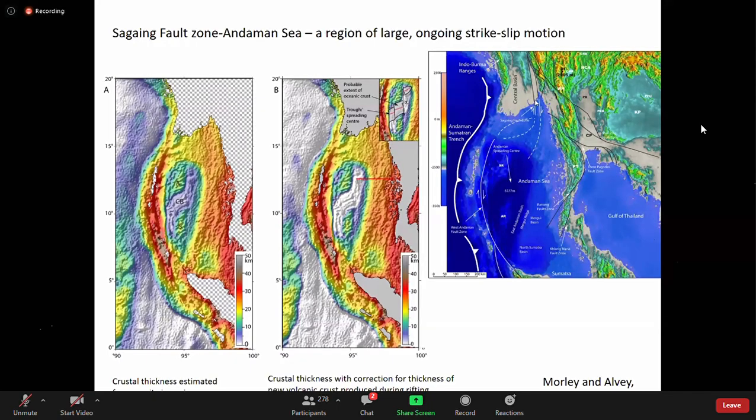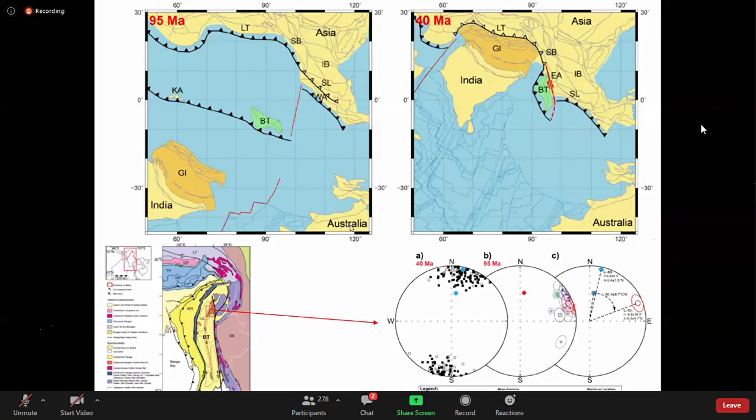So let's just take a look at this area first, the Andaman Sea. This is gravity data and calculating crustal thicknesses from the CSAT data. And we see here these hyperextended crustal areas here, the spreading center here, and quite thin crust, but going up to 30 kilometers here. We'll come back to that area in a moment.